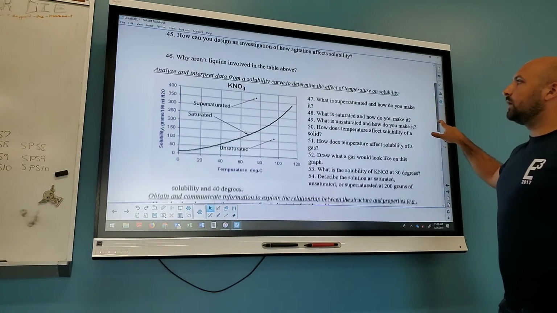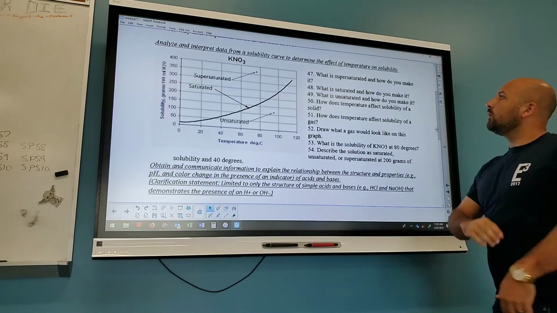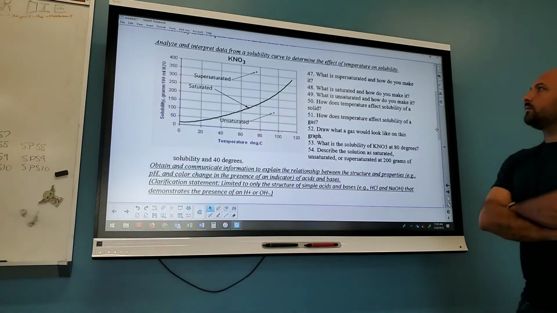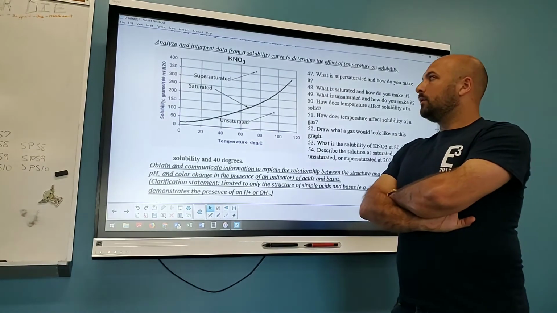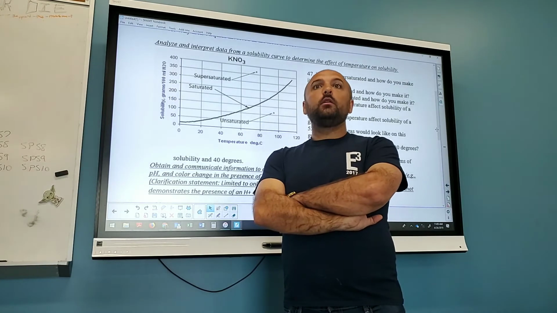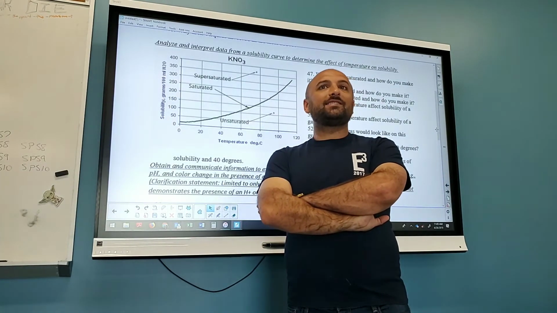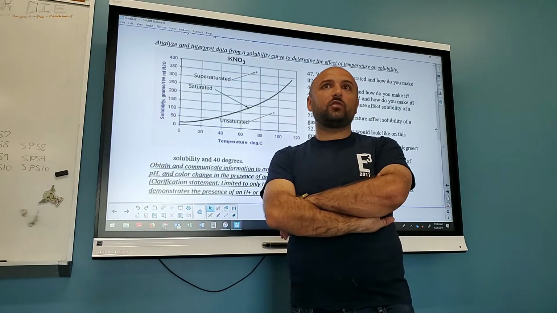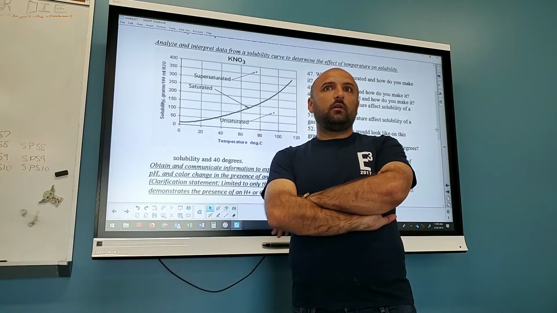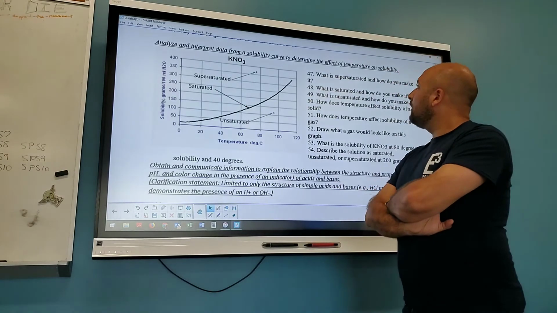Okay. Let me see here. What is supersaturated and how do you make it? Heat it up. You heat it up, right? Supersaturated means it's got more than it should, right? It's got so much in it that if you add an extra crystal, it crystallizes out of solution, right?